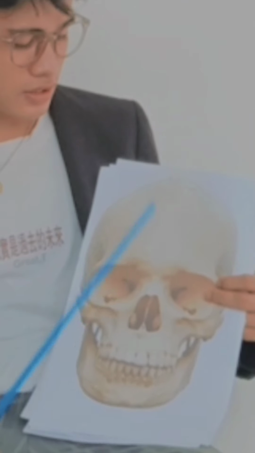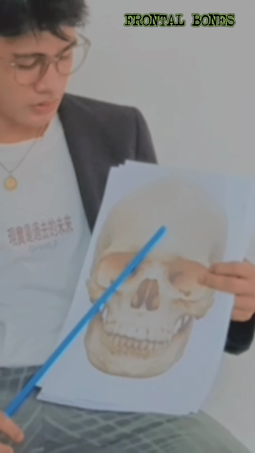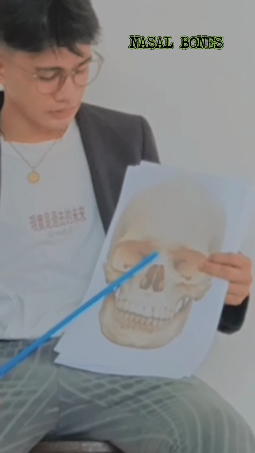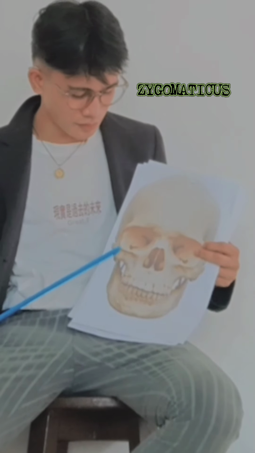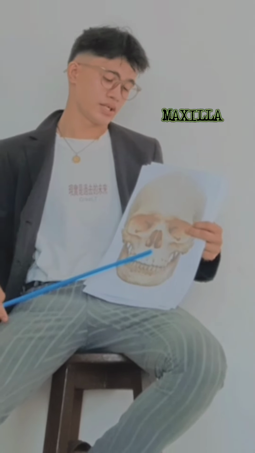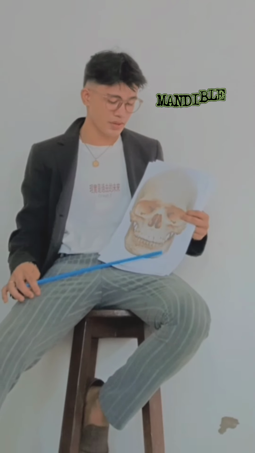So let's start with the fascinating structure of the skull, which has 22 bones, but it has 8 cranial bones. So let's start here. This one is the frontal bone, the nasal bone, the temporal, the zygomatic, the maxilla, and this is also the mandible.